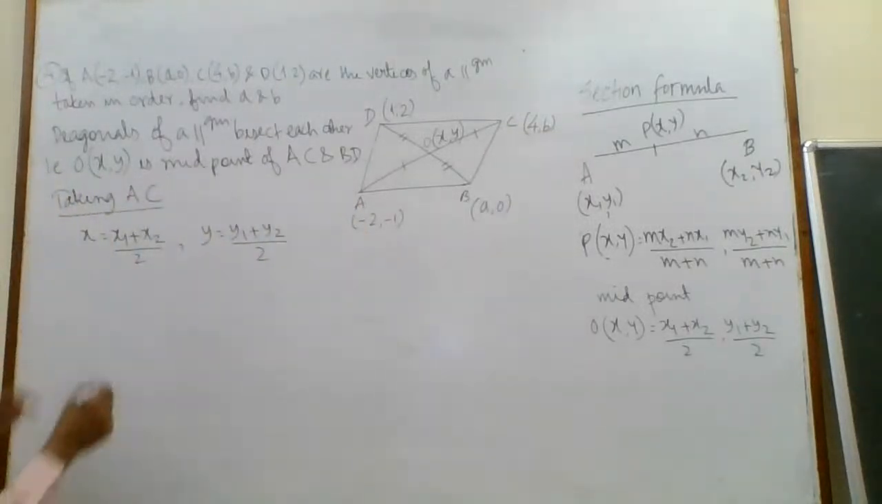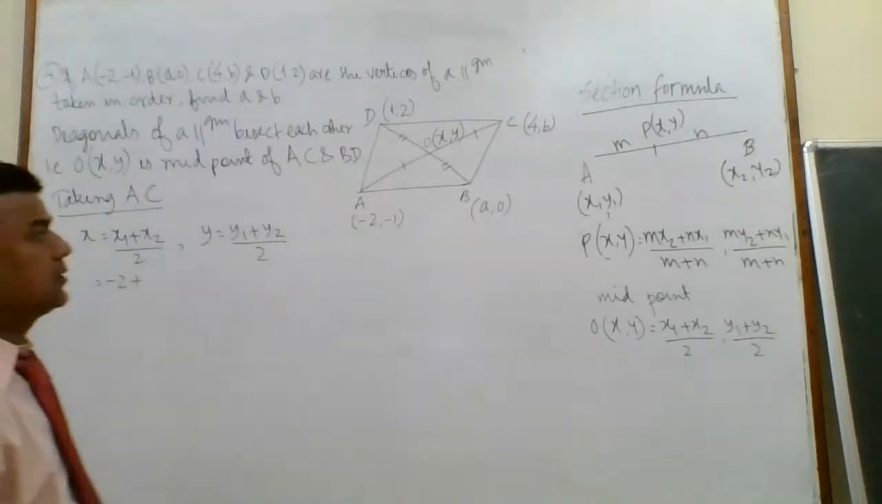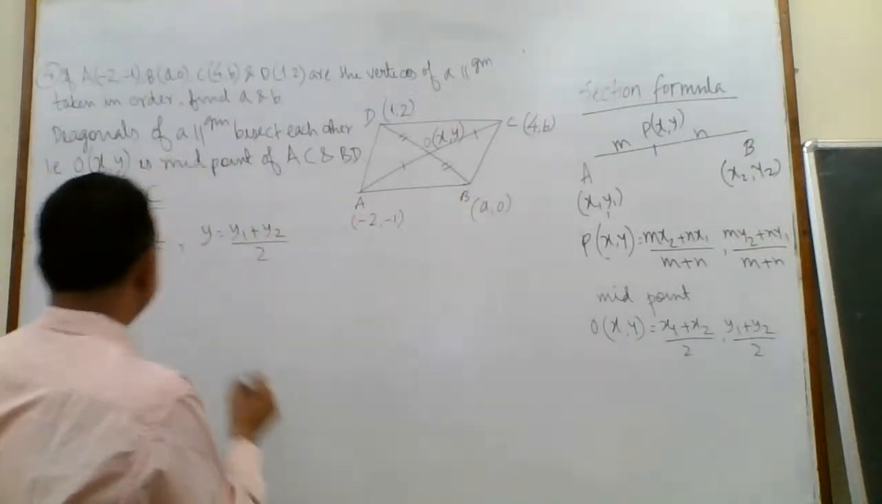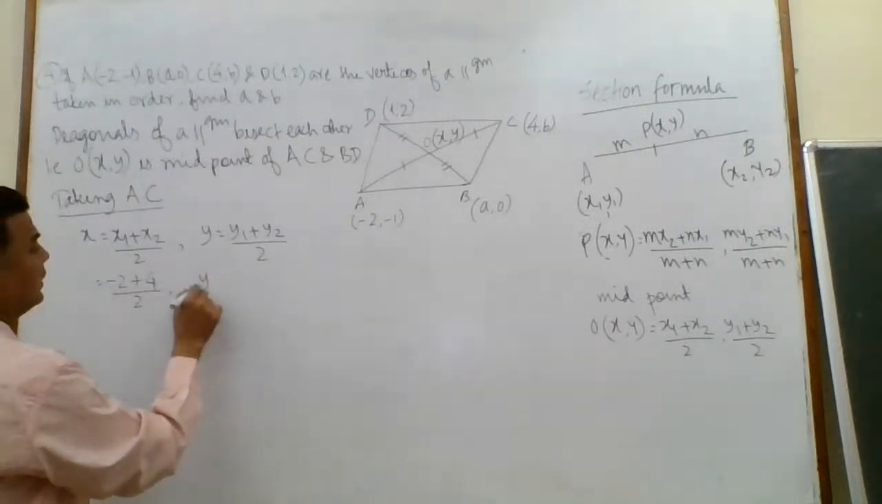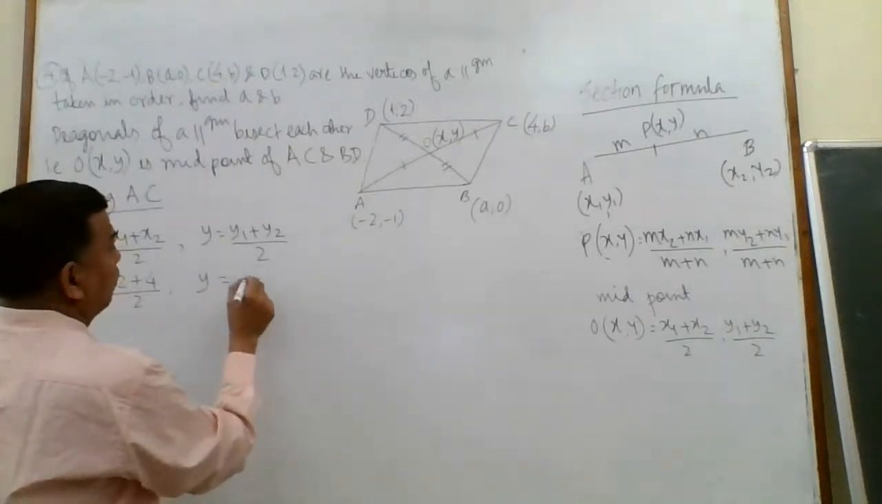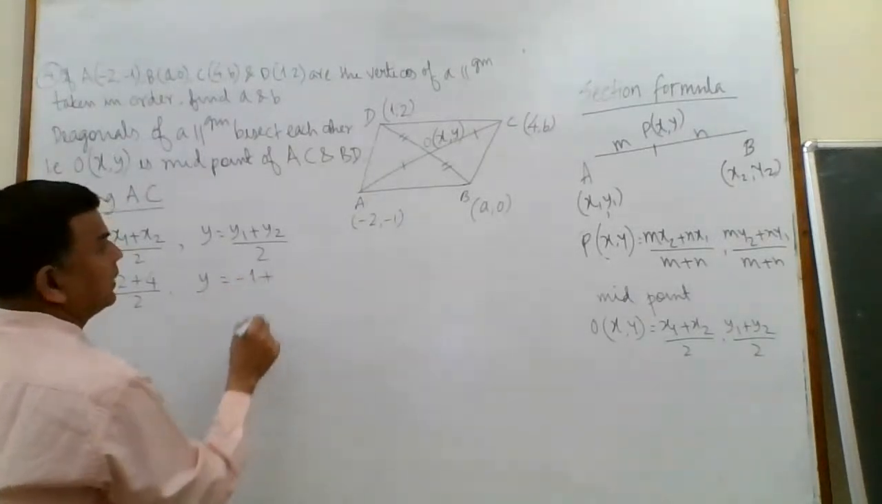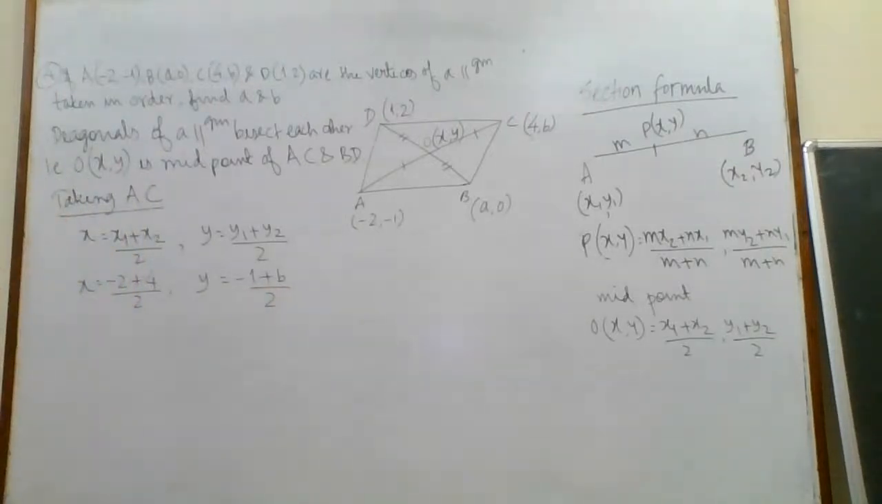So what is the formula? x1, that is minus 2, plus x2, that is 4, divided by 2. This is x. And what will be y? y1, that is minus 1, plus y2, that is b, by 2. This cannot be simplified, but this can be. Although if you do not do it, then also no problem.